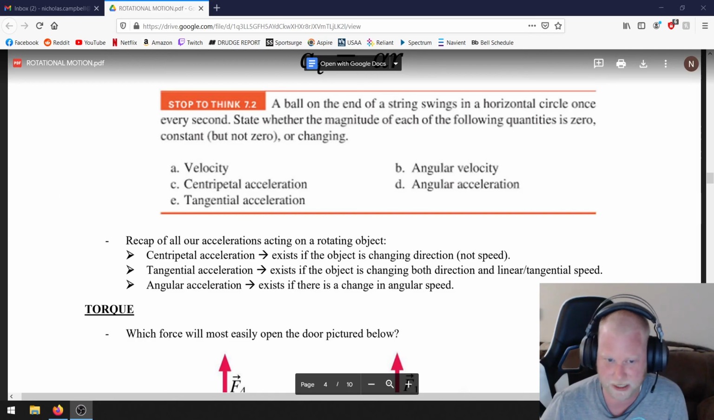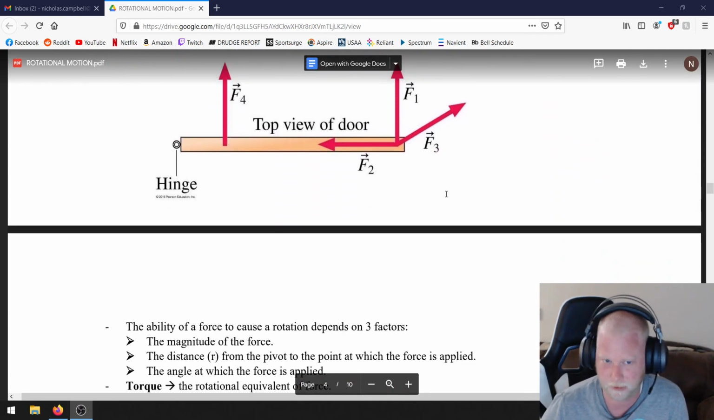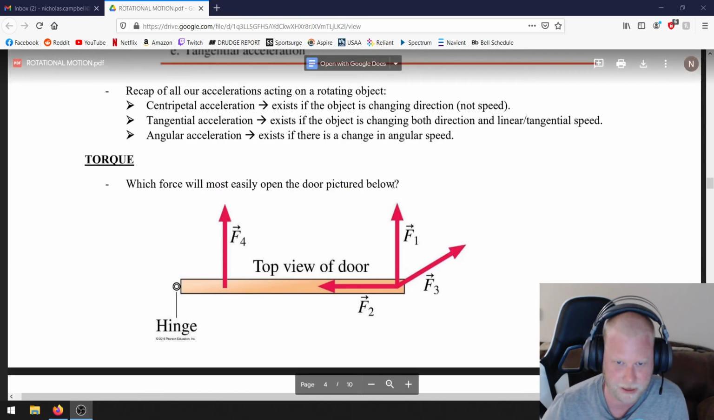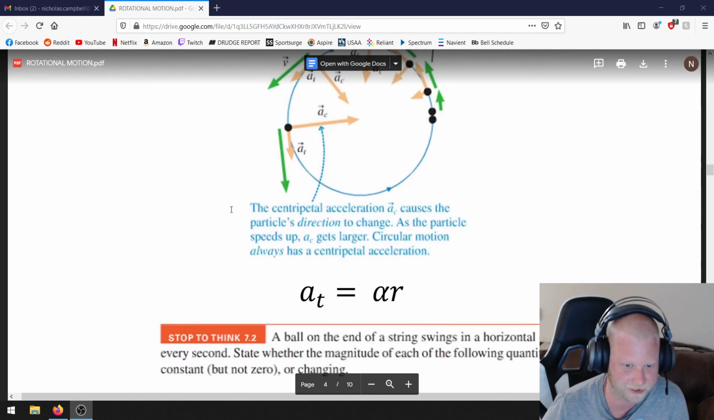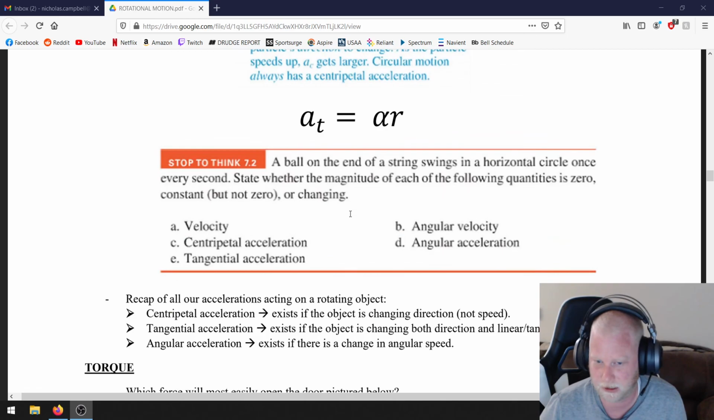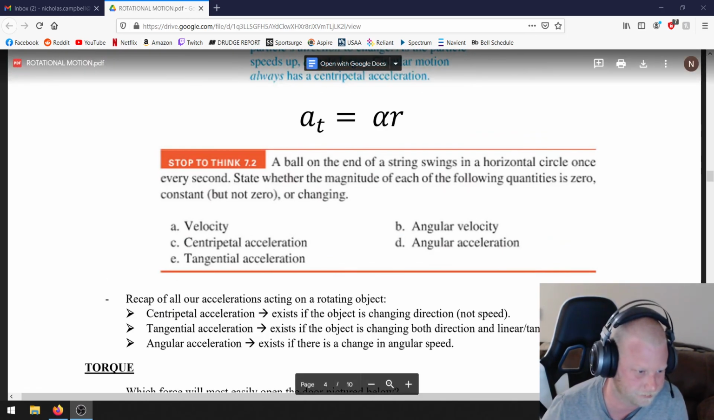Now the next thing we'll be covering will be torque, but that won't be until towards the end of the week. I will be uploading some basic rotational kinematic problems here, probably tomorrow. But yeah, if you have any questions, you know where to find me.